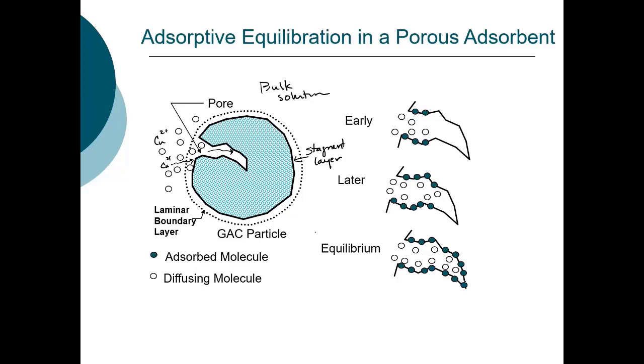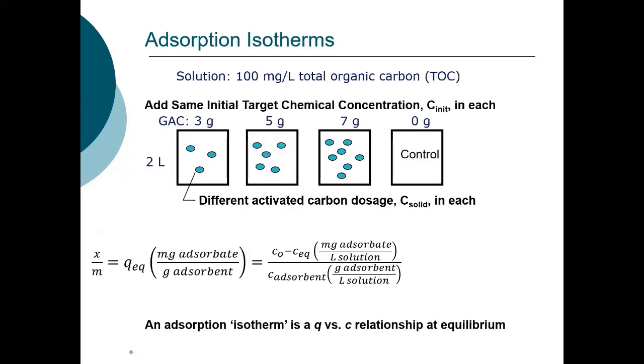And what this attempts to show is that at equilibrium, we have these, in this case, we'll think of these as copper ions. The copper ions sorbed to the solid surface, and the open circles are the copper ions that are still in solution.